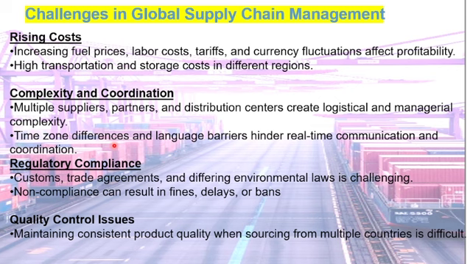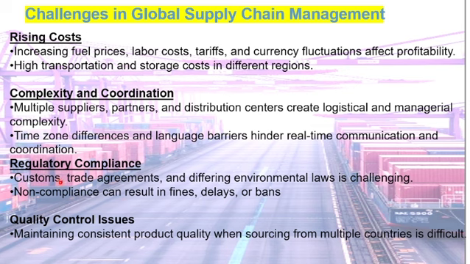Why and how do coordination issues arise? The main thing is that the language barrier is one of the biggest issues creating complexity in coordination. Now, thirdly, regulatory compliance. Customs, trade agreements, and differing environmental laws are challenging. Non-compliance can result in fines, delays, or bans.